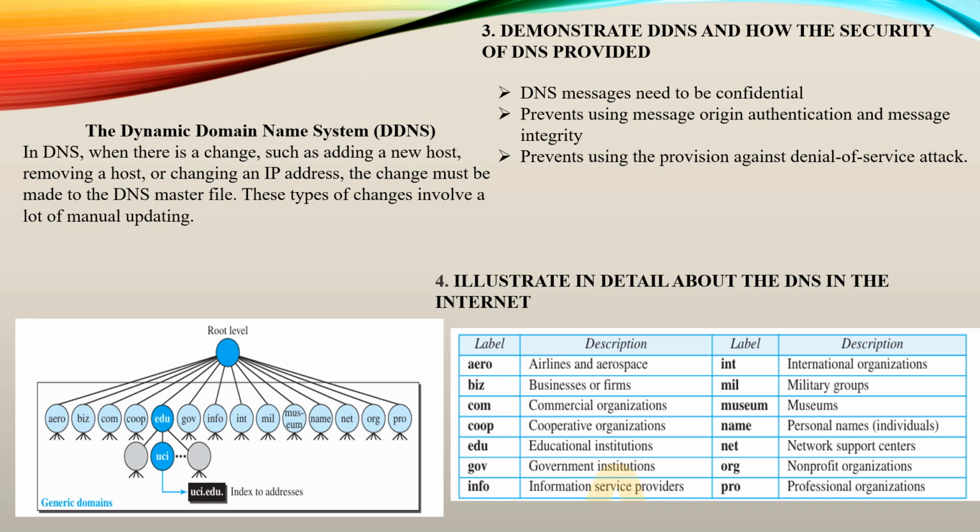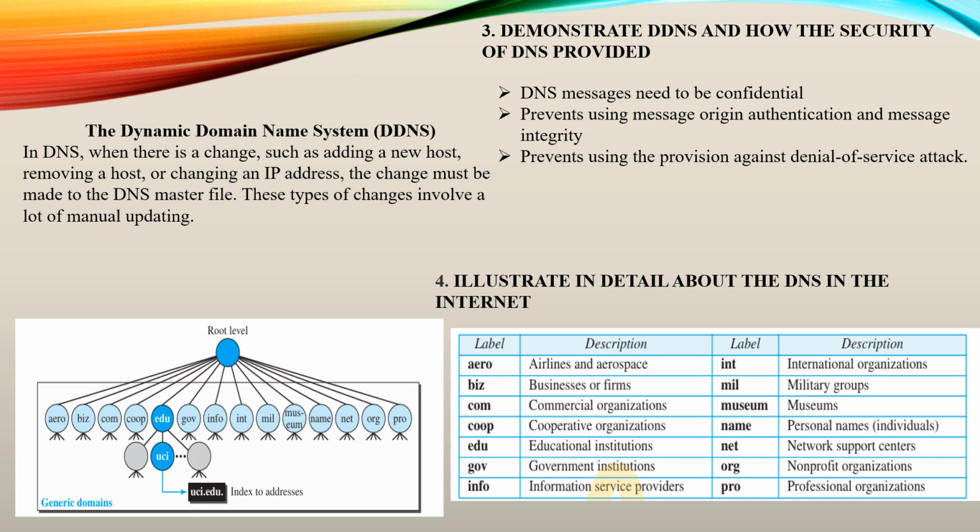So you have demonstrated what is DDNS. I've just given the key points; in detail, you have to explain. Then how the security of DNS is provided. So DNS messages should be very confidential. It should be between server to server. It should not leak anywhere because authentication has to be maintained.